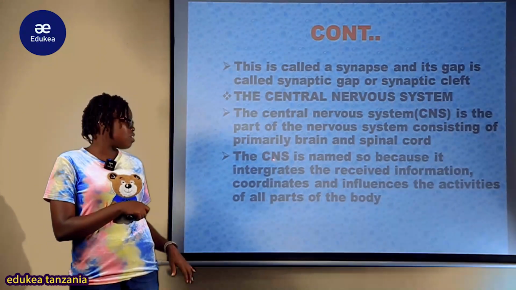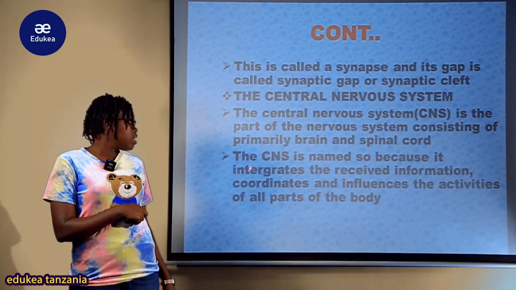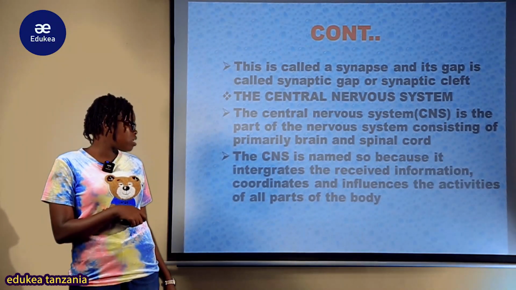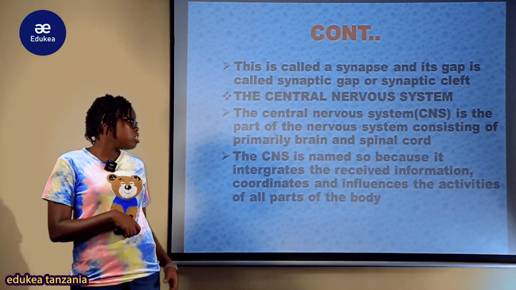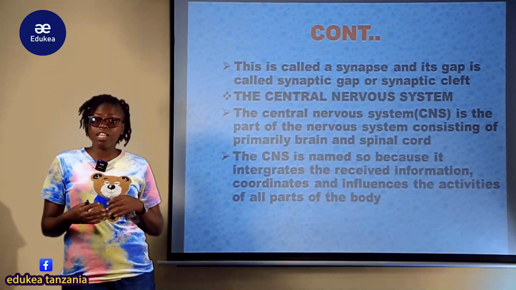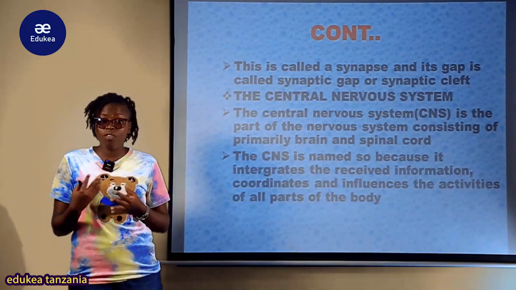So the central nervous system is named because it integrates the received information, it coordinates and influences the activities of all parts of the body. So it is called the central, meaning that it operates all the bodily activity in the body of the human being. Kwa nini?